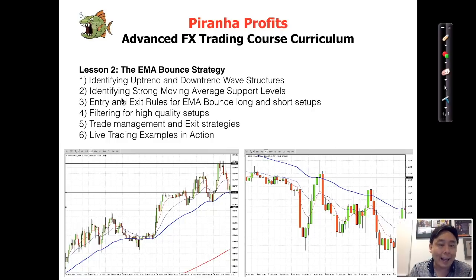When exactly do you enter and exit your long and short trades? How do you filter for high quality trade setups? How do you manage your trade once you're in the trade? And you'll be looking at a lot of live trading examples in the course. In fact, let's take a look at a live trade right now on the bounce moving average strategy.